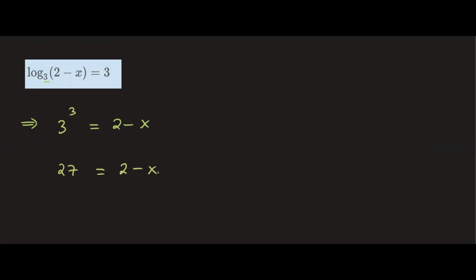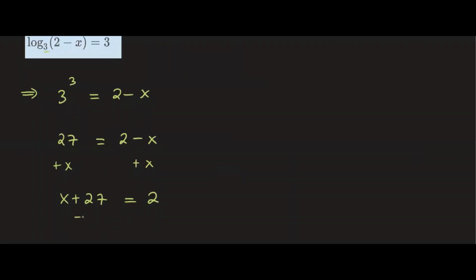Then I can add x to both sides just to move them around. So we have x plus 27 is equal to 2. And then finally, I can subtract 27 on both sides, and that would give us x is equal to 2 minus 27, which is negative 25.